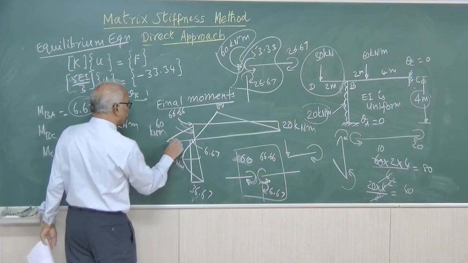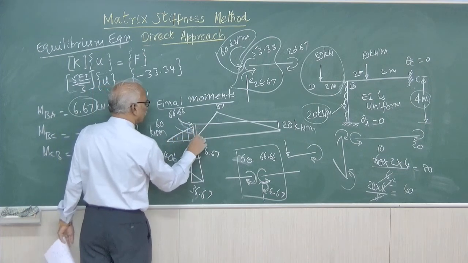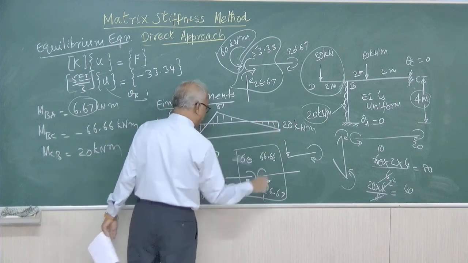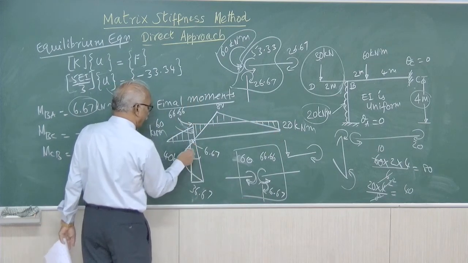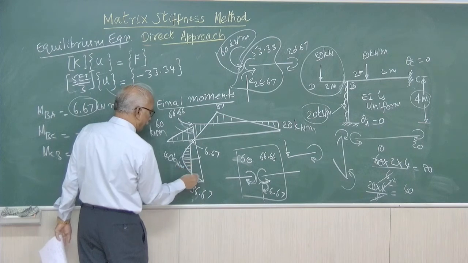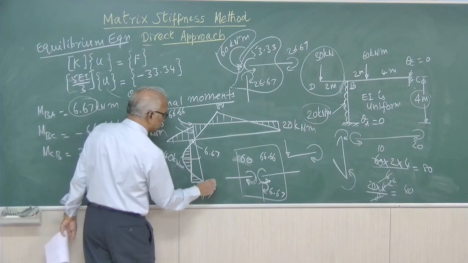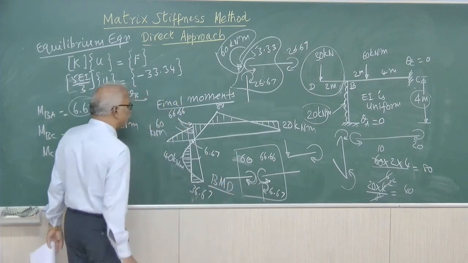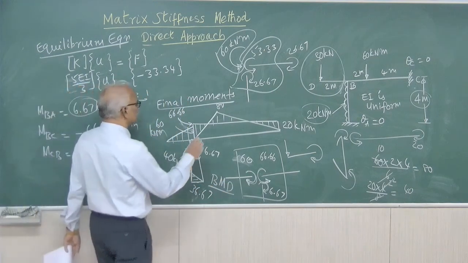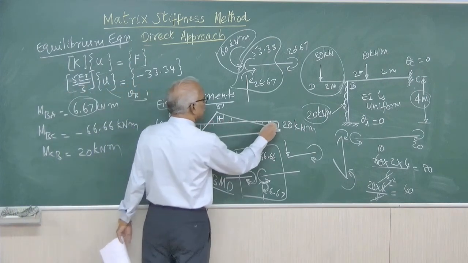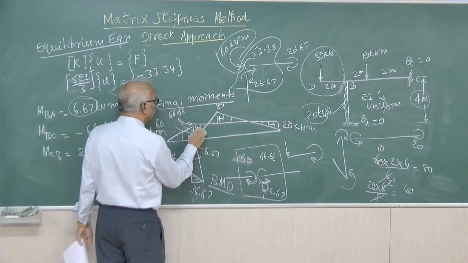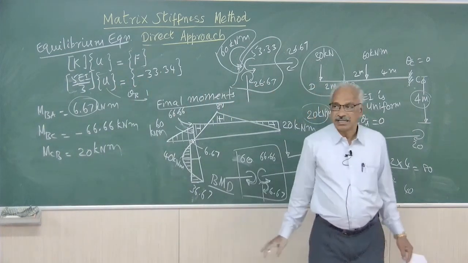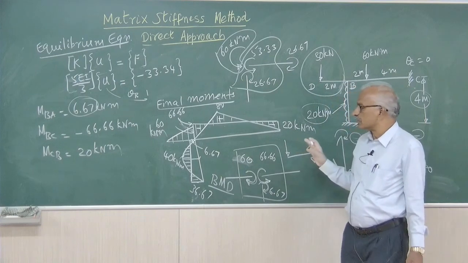So now we have to hatch. This is the bending moment diagram for the frame. Of course, this is plus, this is minus. I have not marked the net values, so that you can calculate as usual and complete the problem. That is how we have to draw the bending moment diagram.